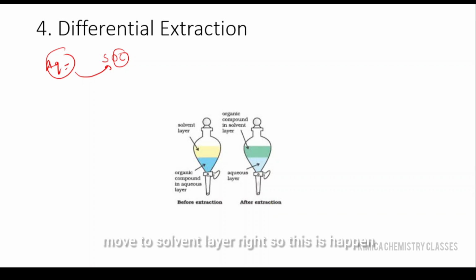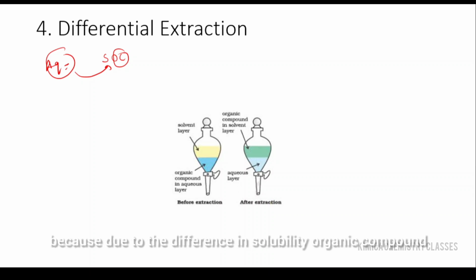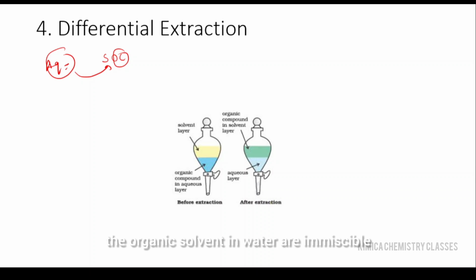This happens because, due to the difference in solubility, the organic compound preferably moves into the organic layer. Since the organic solvent and water are immiscible, they form two distinct layers. As you can see, there are two layers. One is of organic solvent and the next is of water, the aqueous layer. So the organic solvent and water are immiscible, and they form two different layers.